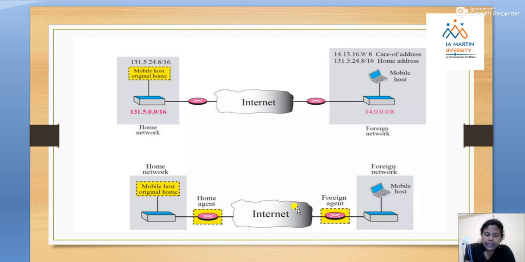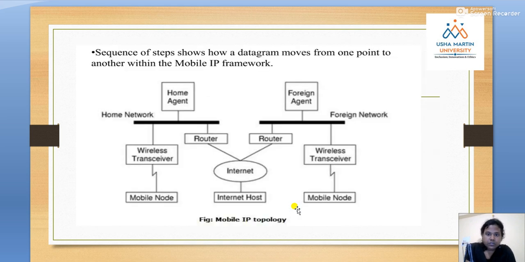Okay, I think this diagram is clear to all of you, and whatever I discussed in the previous slide, it has been clearly seen here. The router which is connected to the home network is known as the home agent. The router which is connected to the foreign network is known as the foreign agent.